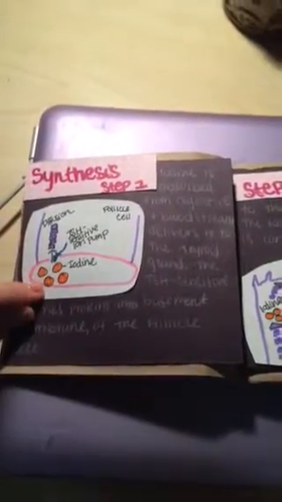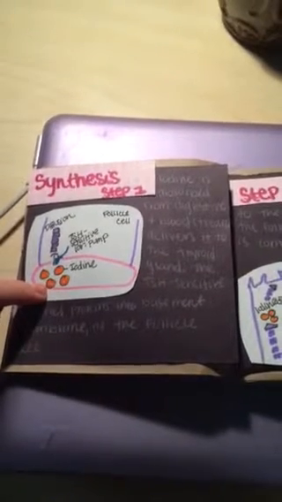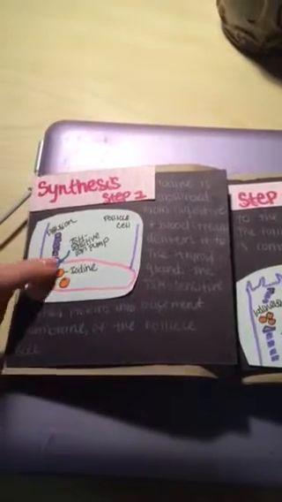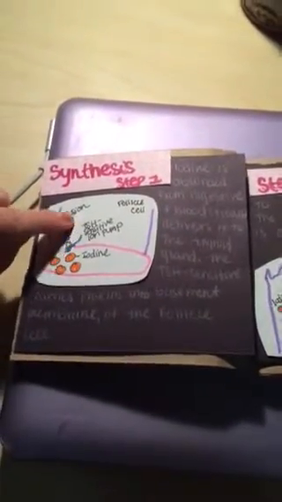Synthesis and regulation of the thyroid hormone. Synthesis. Step 1. Iodine is absorbed from the digestion and bloodstream delivers it to the thyroid gland.